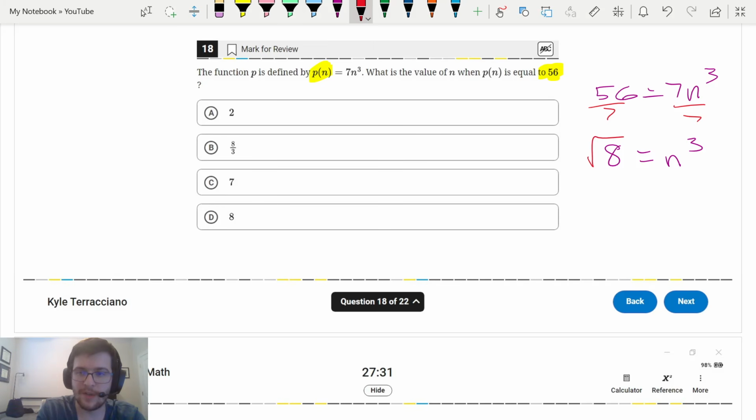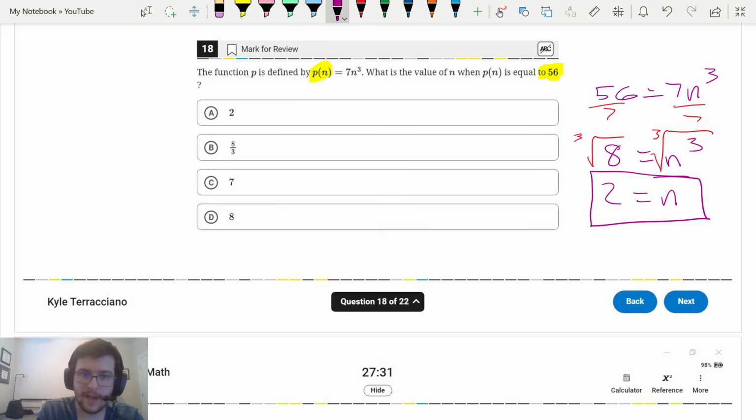Remember earlier I showed you how to do cube root on the graphing calculator? And we get 2 equals n. And that is the final answer. It is A. Great, so we just had to plug in. Again, because it says P of n is equal to 56. If it said P of 56, that would be a different question, okay? All right, so 18 is A.